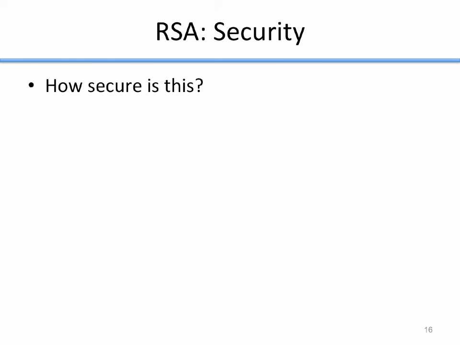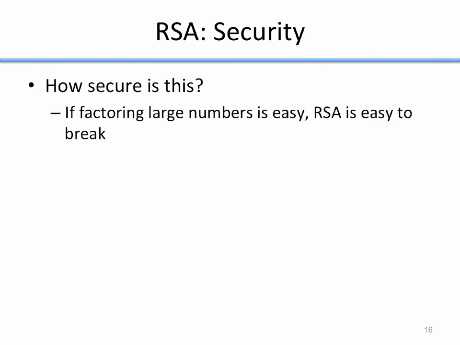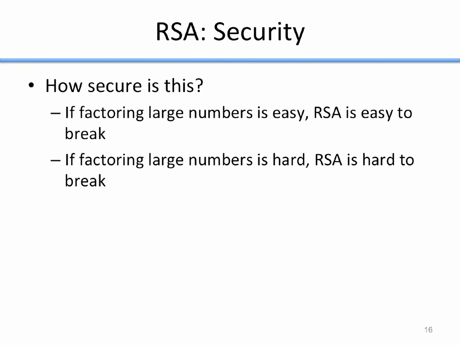Okay, so how secure is RSA? What's its security based on? Well, if factoring large numbers is easy, then RSA is easy to break. If factoring large numbers is hard, then RSA is hard to break. Because remember, the public key for RSA is a large number that's the product of two primes. The private key is those two primes. So an attacker who wants to learn the private key would need to be able to factor the public key to get those two prime numbers. So if you can factor large numbers easily, then you can break RSA.